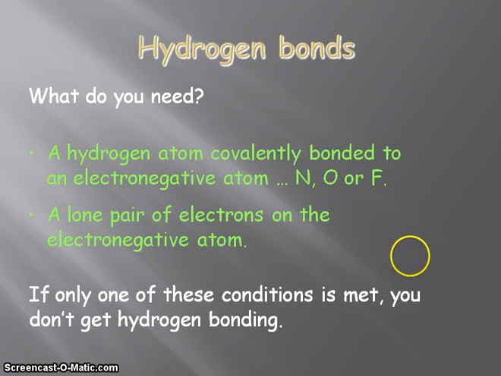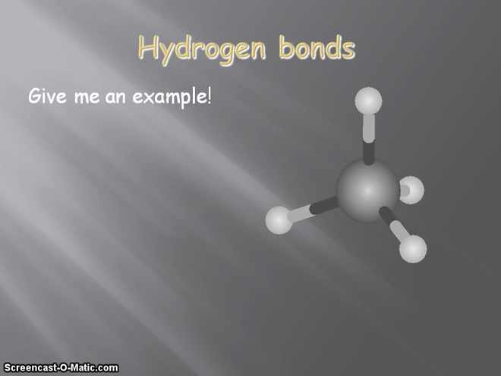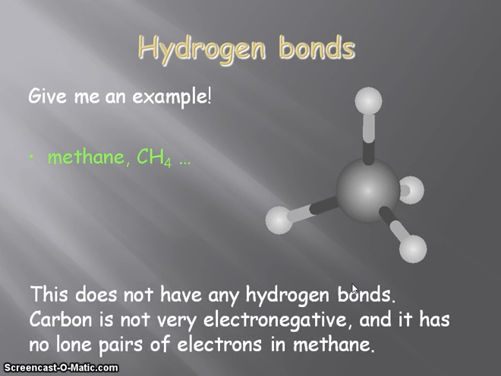If only one of these conditions is met, you do not get hydrogen bonding. Let me give an example. You can consider methane. This does not have any hydrogen bonds. Carbon is not very electronegative and it has no lone pair of electrons in methane. There is no lone pair of electrons and there is not much difference between the electronegativity of carbon and hydrogen.